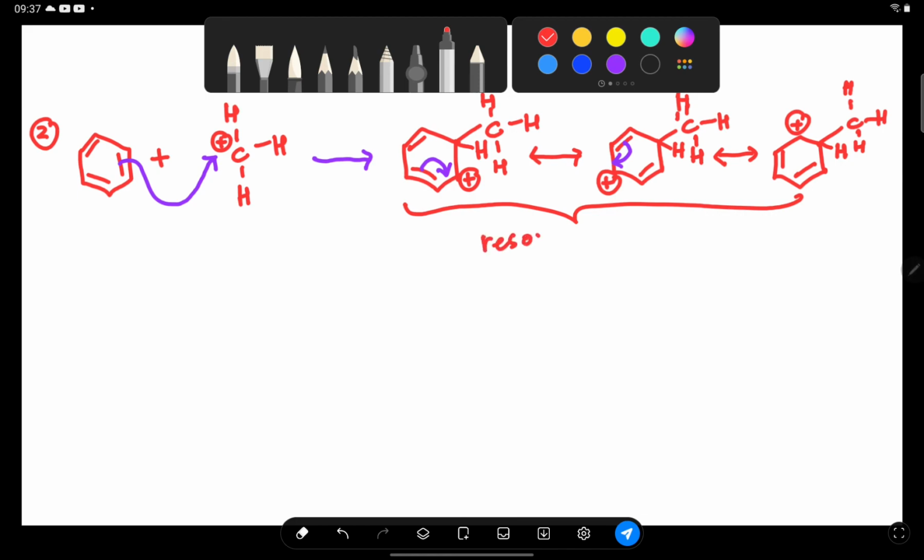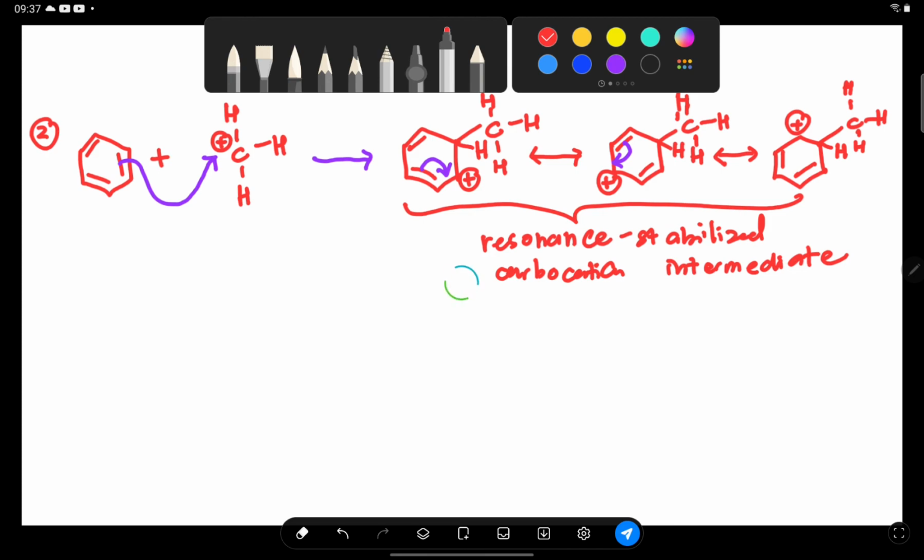So we call this resonance stabilized carbocation intermediate. Resonance stabilized carbocation intermediate. Kalau tadi kan saya terang berkenaan rate of reaction kan. Yang ni dia akan kacau yang ni lah. Sama ada dia akan stabilize ataupun destabilize. Proses ni kita panggil resonance stabilize. Benda ni lah kita panggil resonance stabilize carbocation intermediate.